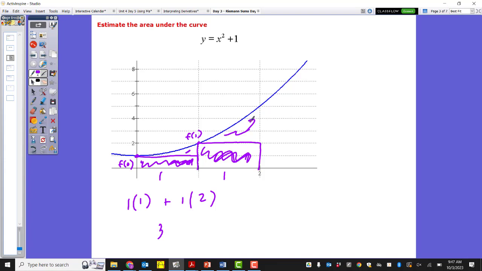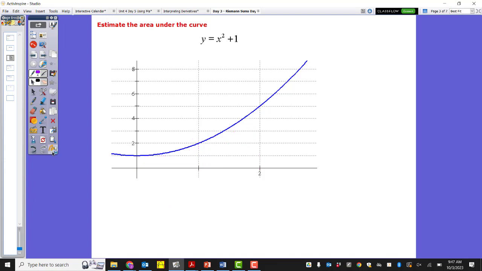The other way is to use more rectangles. So we could use smaller subsets. So instead of from 0 to 1, we could do 1/2 and then 3/2. So now, when we draw our rectangles, we'll see we have a lot less space left over that's not being covered. And so we can use smaller subsets. And that could make our approximation better. Now, let's set up this one.